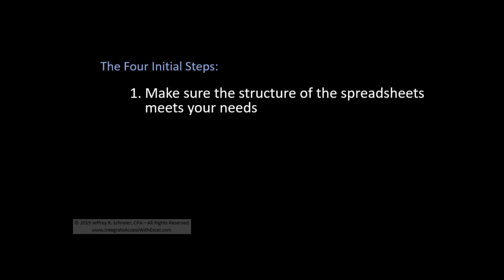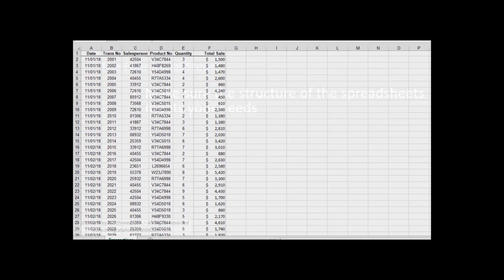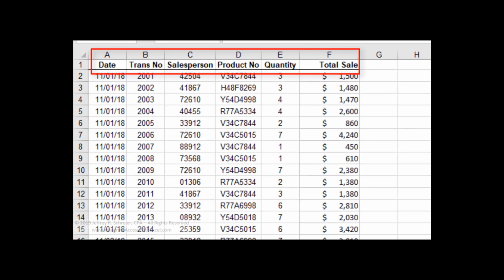More specifically, we will follow 4 steps, but only the first time. In the future, when your data changes, you will get the new results in just a few mouse clicks. Here are the initial steps. Step 1. Make sure the structure of the spreadsheets meet your needs. What that means is making sure the columns in Excel are properly named and the data is correct. This will be covered in detail in Lesson 3.